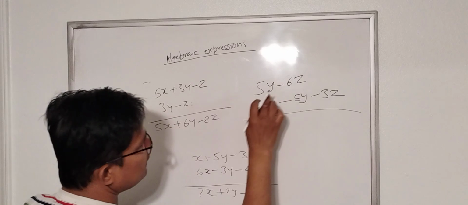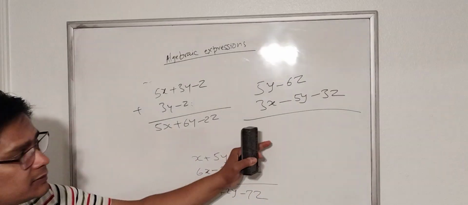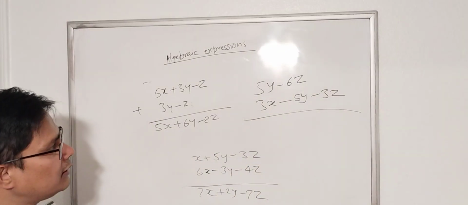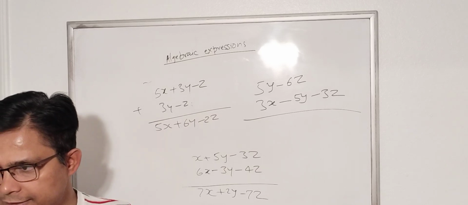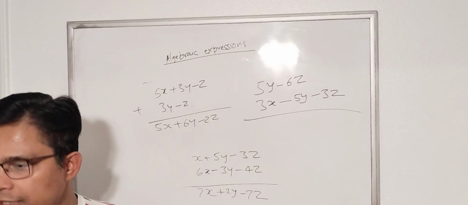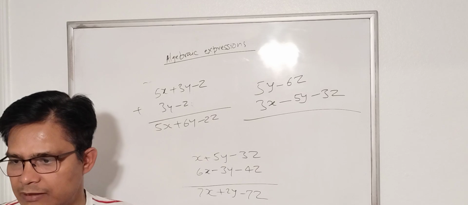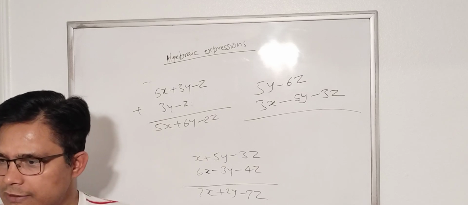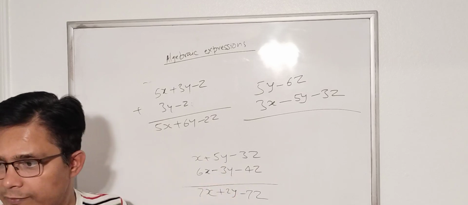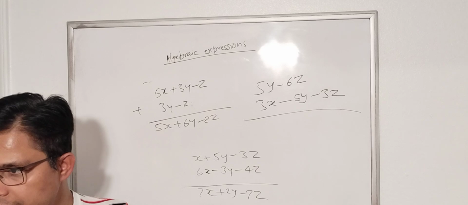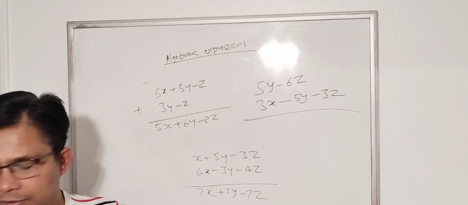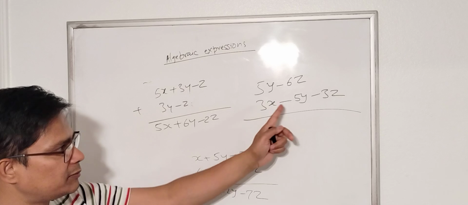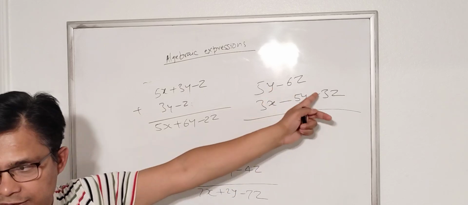So the first expression has just 2 terms, but the second expression has 3 terms. So it's not a requirement that both the expressions, or if there are 3 expressions, all the expressions have the same number of terms. No. Some expressions may have fewer terms, some may have more. Let's say here the second expression has 3, this one has just 2.